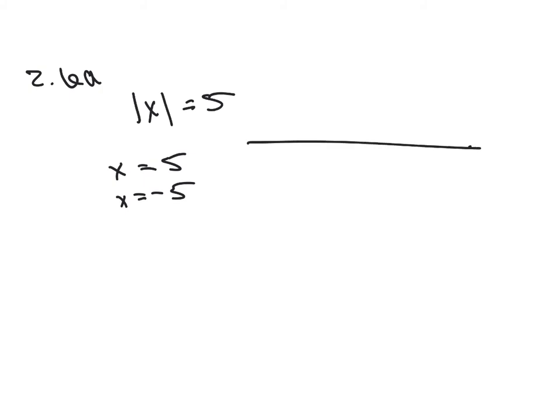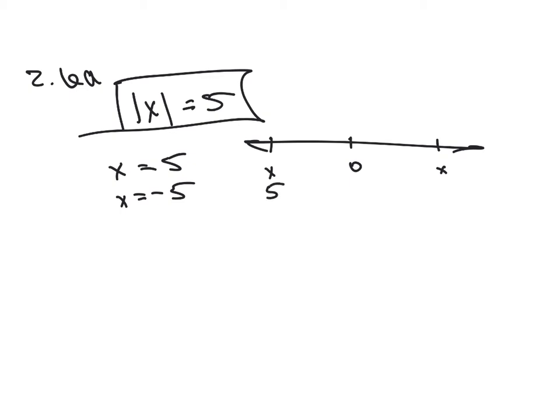Because if the absolute value of x is 5, that means that x is going to be here or it's going to be here. All this is saying is that the absolute value of some number, the distance of some number from 0 is 5, which means it's either 5 to the left or 5 to the right. So notice we get two answers for the absolute value.